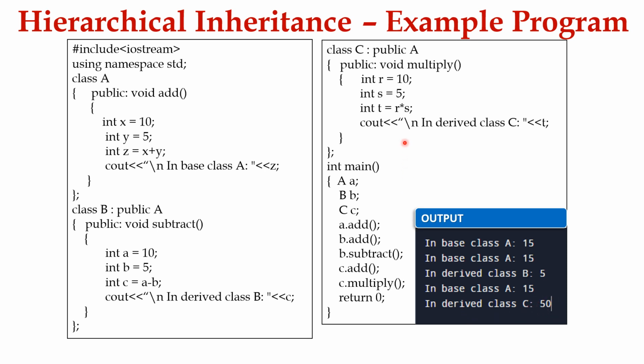Now control again transfers to the main function. The next statement is return 0. It represents that the program has been successfully executed. And the output is displayed to the user as shown in the output.